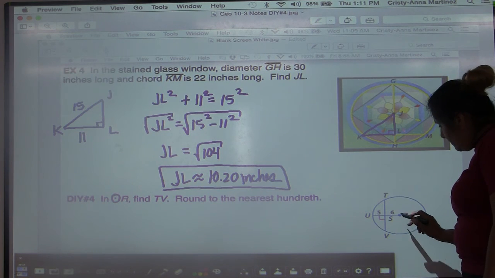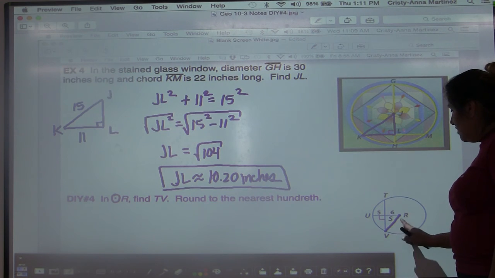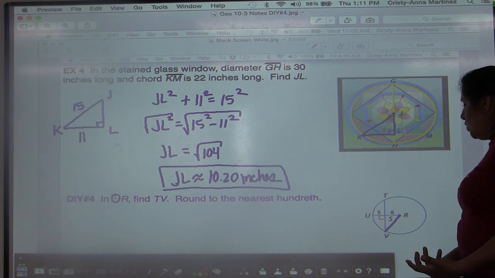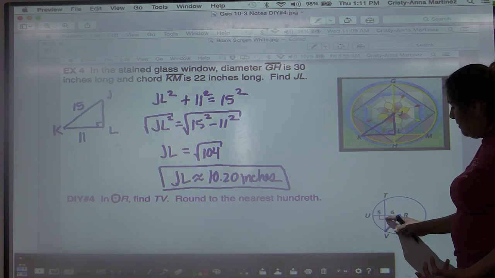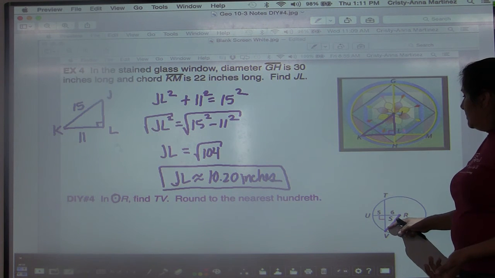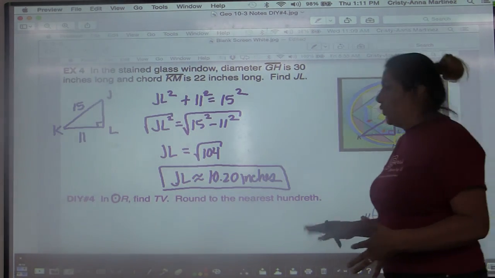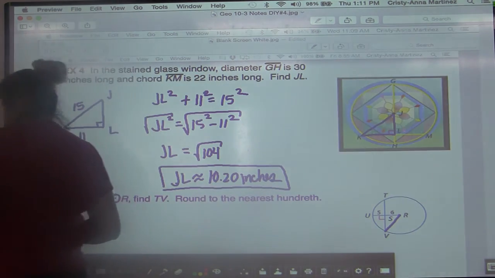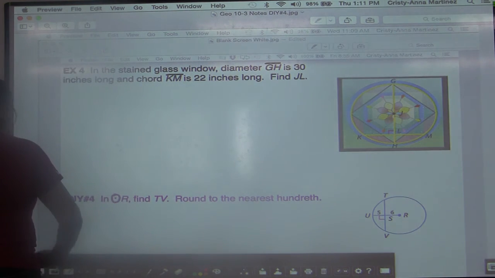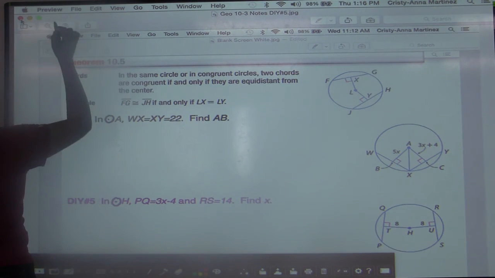And if you were to complete this circle and have a right triangle like this, the hypotenuse would be 11, this leg would be 6, and what you would be looking for is S to V. And if you could figure out what S to V is, then you could double it to get TV. So I've given you some hints on how you can do it yourself number 4, much like example 4. And so now I'll leave you to it, and then we will go on to our last theorem.